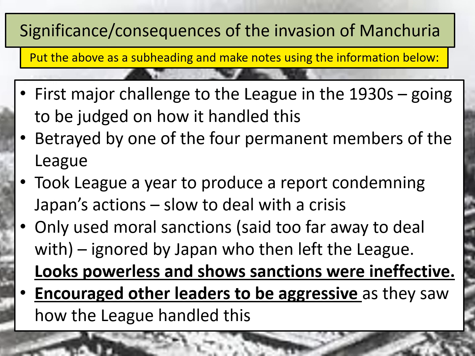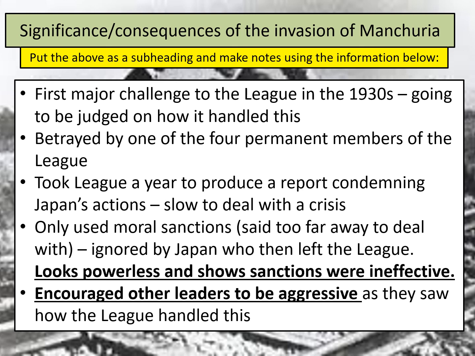And not only are they slow, but they don't follow through with any real conviction or rigour afterwards. They only use the moral sanctions because they said it was too far away to deal with. This was then ignored by Japan, who left the League in February 1933. It shows that they're powerless. It shows that they're ineffective.